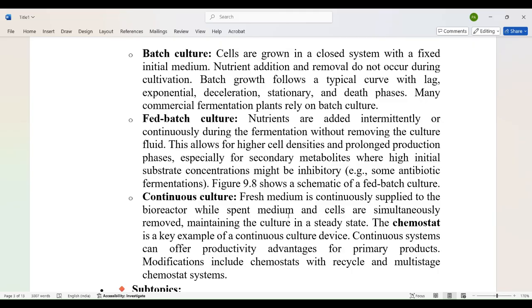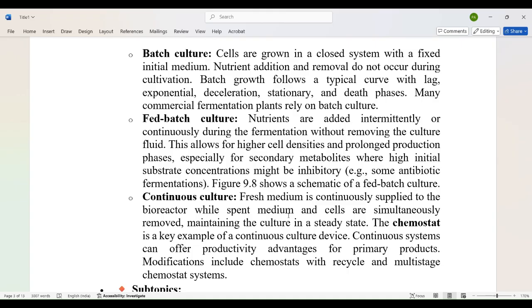So it is not a batch culture where I am adding something and keeping it closed for a reaction and then harvesting the final mixture. No, what we are doing is, at several fixed intervals, we are adding some of the nutrients which are required for a process to happen further. This is a fed batch culture.